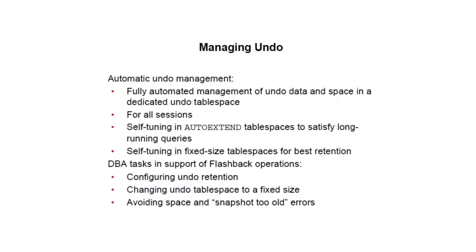The Oracle database server provides automatic undo management, which is a fully automated mechanism for managing undo information and space in a dedicated undo tablespace for all sessions. The system automatically tunes itself to provide the best possible retention of undo information. More precisely, the undo retention period for auto-extending tablespaces is tuned to be slightly longer than the longest-running active query. For fixed-size undo tablespaces, the database dynamically tunes for best possible retention.